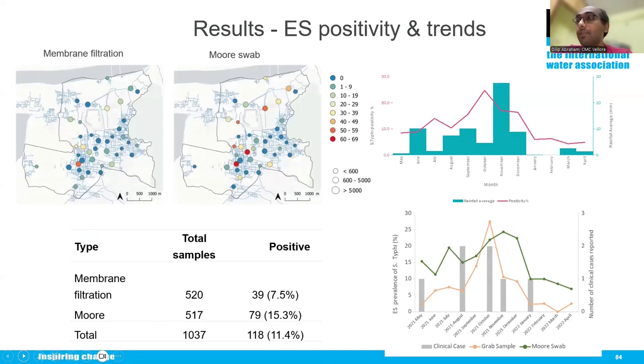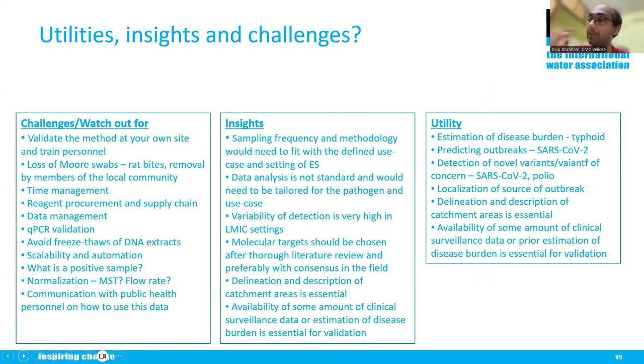Right, and so this is the ES positivity for this particular study during 2020 and 2021. You can see the membrane filtration positivity was around 7.5%. Trap sample positivity was almost twice that. You can see the graph at the lower right. The gray bars are the clinical cases, and you can see these clinical cases are not clustered spatially or temporally. You can see the positivity of the wastewater by grab sample and trap sample. And you cannot see any correlation with the cases, but in the graph above you can see a spike just prior to the monsoons, and during the monsoons, due to dilution effects, the positivity actually came down.